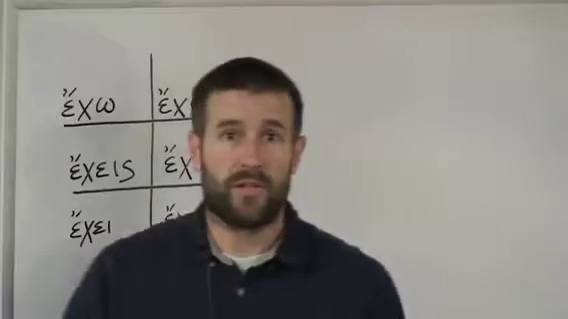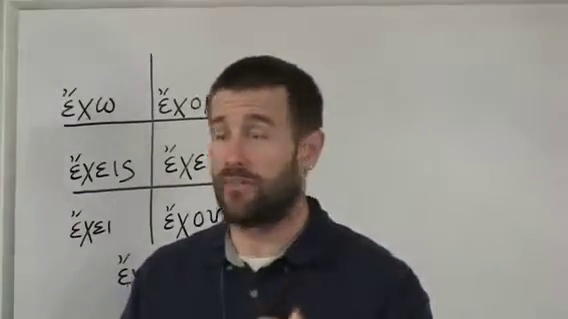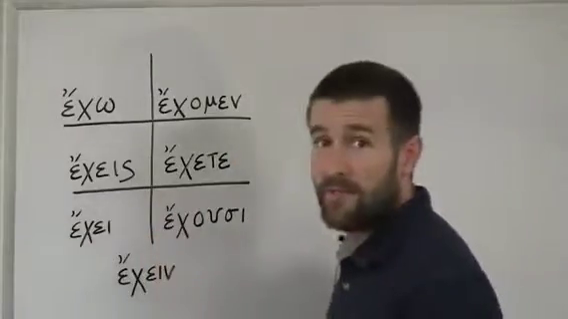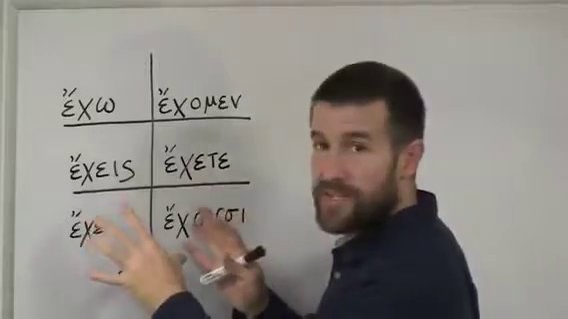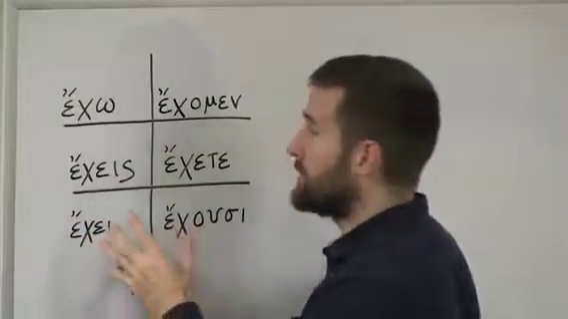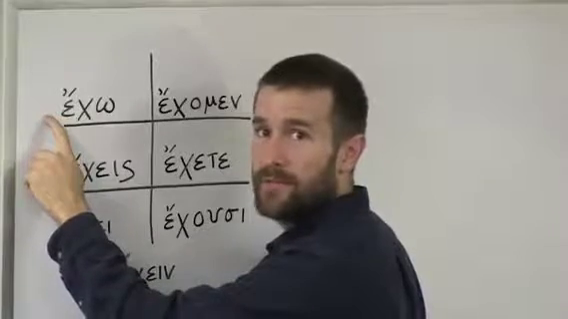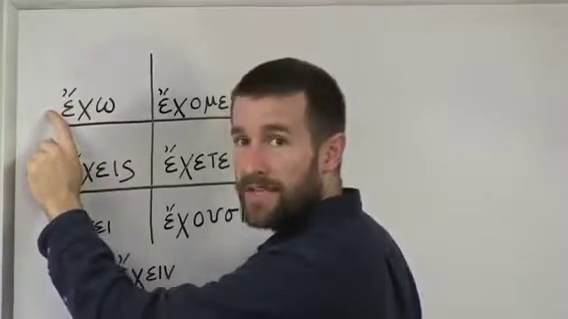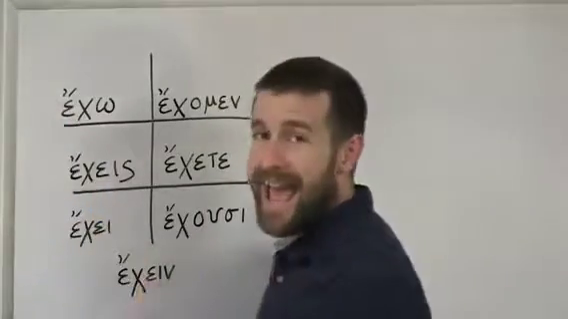Later on, we're going to be learning all kinds of past tenses and future tenses and subjunctive and just all kinds of crazy stuff, passive voice, middle voice. But for now, let's just understand the basics of verb conjugation. And this is a verb that's really, really common, so it's one that you want to know well, and that is the verb echo, all right? And echo means I have.